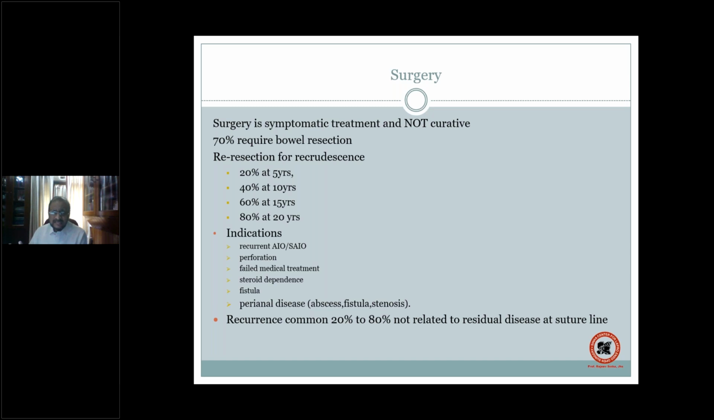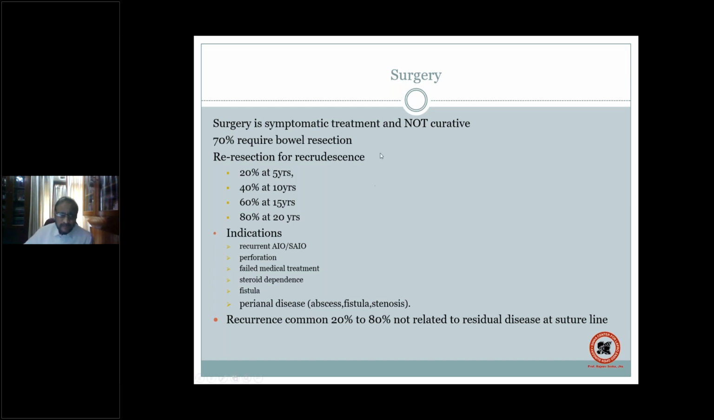And if you look at the incidence, 70% of patients with Crohn's disease as of today would require bowel resection at some point of time. And among these, 20 to 80% would require a second resection. So re-resection for recrudescence would be 20% at 5 years and 80% at 20 years. That means surgery plays a major role in CD management, albeit only for symptomatic relief, but nevertheless it is an important component of management.